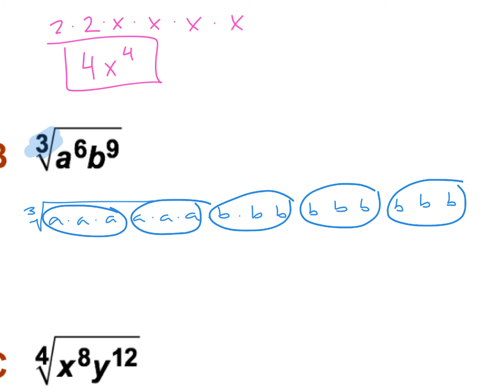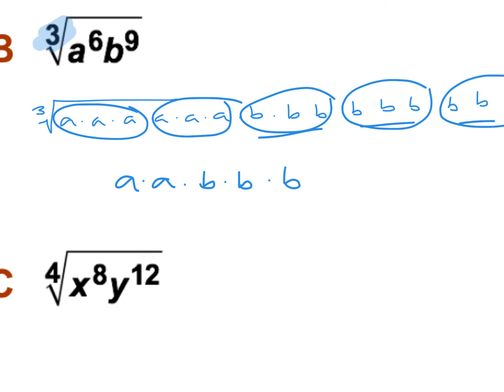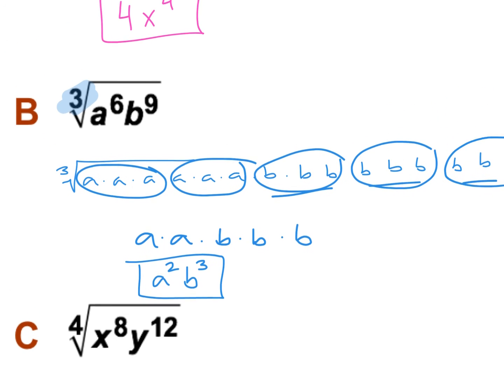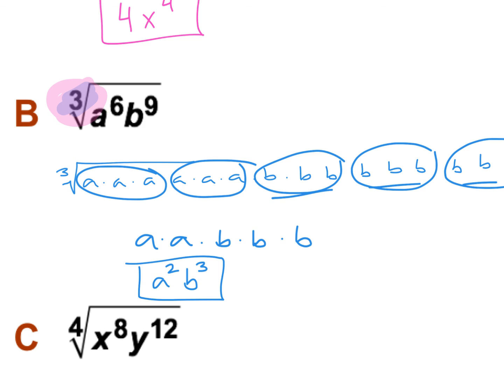How many groups of a's do we have? 2. So how many a's come to the outside? 2. How many groups of b's do we have? 3. So we take out 3 b's. How would we write this? Awesome. a to the 2nd power times b to the 3rd power. Good job. Whatever our index is here, that number out front, that's how many we need to circle in each group. So that's why we circled 3 in each group.